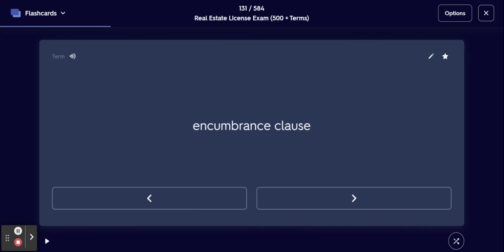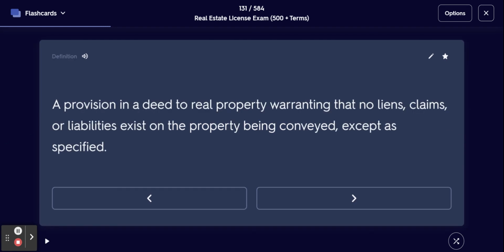Encumbrance clause. A provision in a deed to real property warranting that no liens, claims, or liabilities exist on the property being conveyed, except as specified.